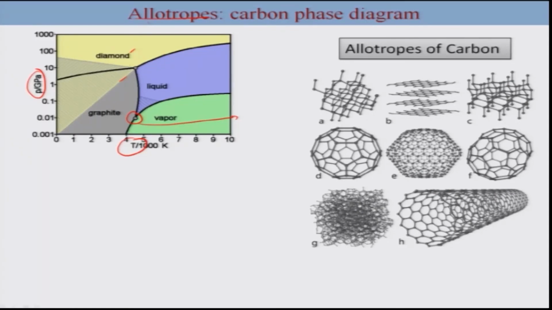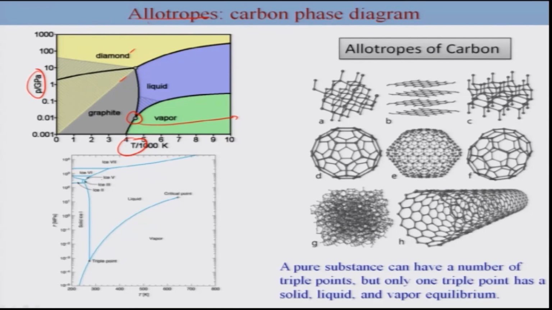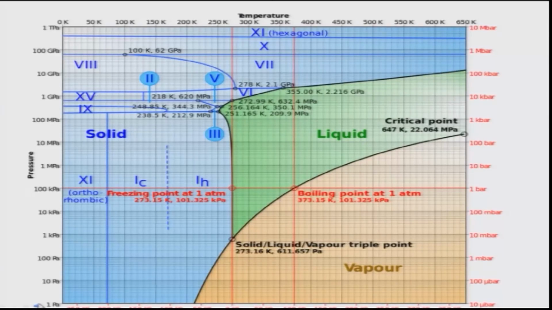So this is just an example of graphite, diamond and the carbon liquid at very high temperature for that matter. The other example would be your ice. Ice has various different forms, which are represented as 1, 2, 3, 4 and so forth. It has a triple point 1, but it has many other triple points as well. So let me pay a little more attention to this and explain here. This is a more complex diagram, pressure and temperature.